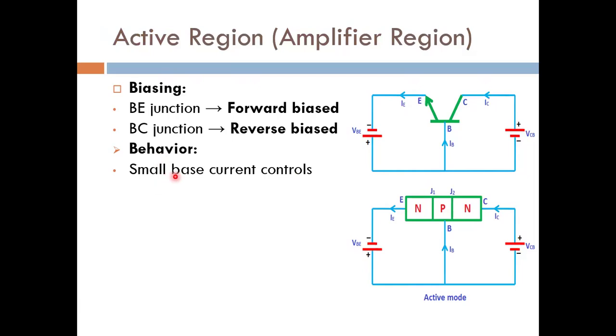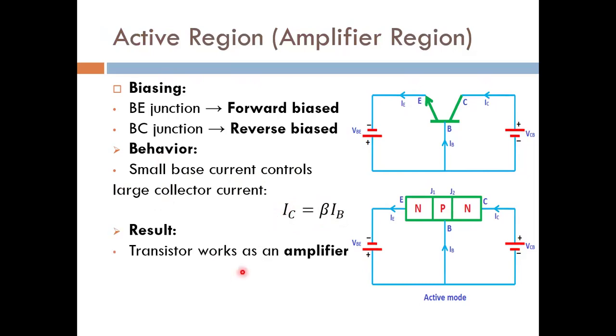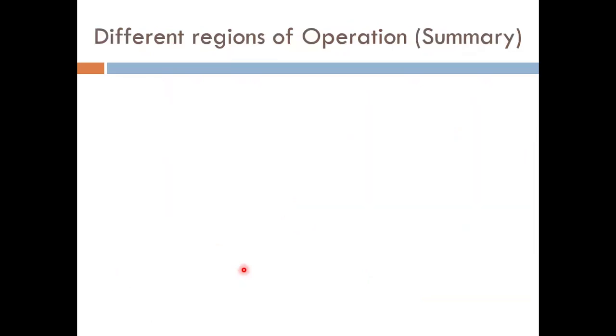That means a small base current will control a large collector current at the output. So collector current will be beta times, which is current gain, base current. So whatever will be the change in base current, that will be multiplied by this current gain, which is beta, at the output side, which is collector current. So result is that transistor works as an amplifier. It's used for analog circuits or amplification.